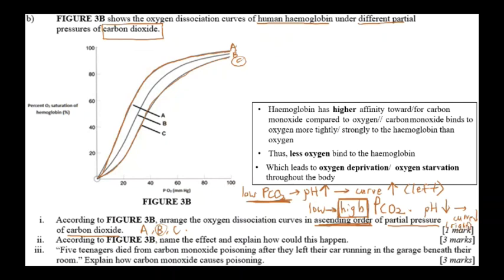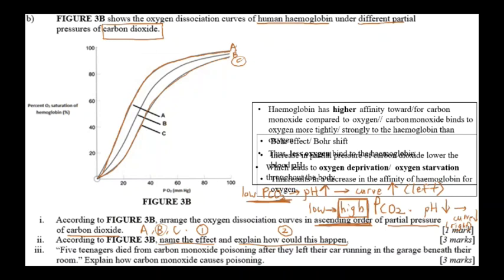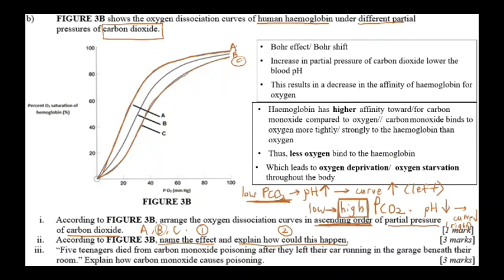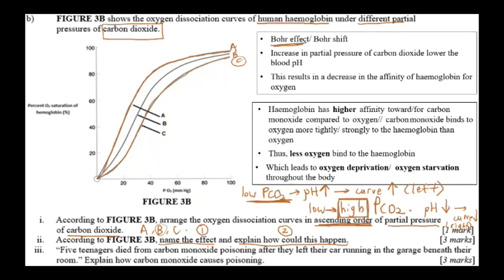According to figure 3b, name the effect and explain how could this happen. So the first part, you must mention the name of the effect, and then only you tell what caused this effect. This is what we call the Bohr effect, or we can also call it as Bohr shift, which tells us that increase in partial pressure of carbon dioxide will lower the blood pH.